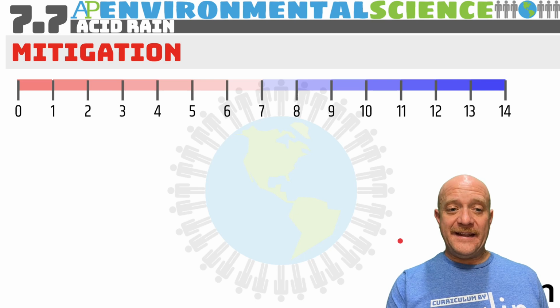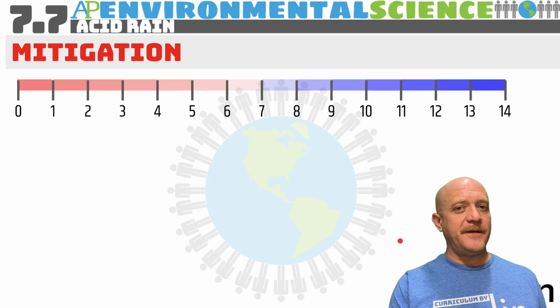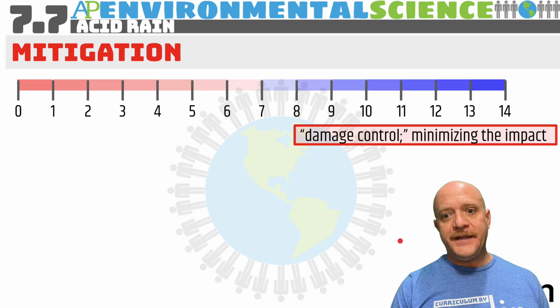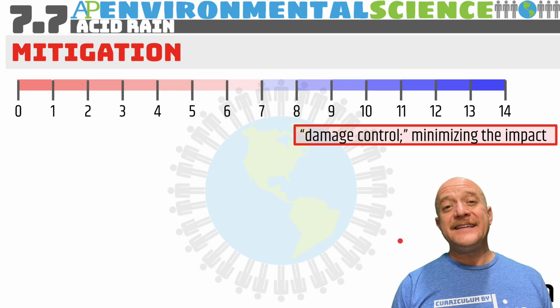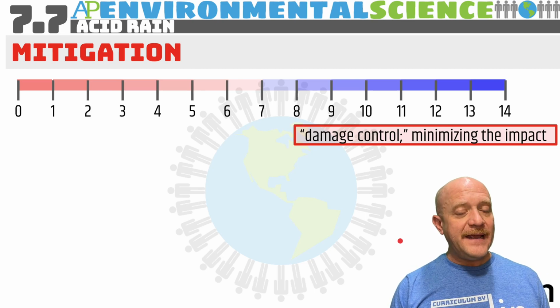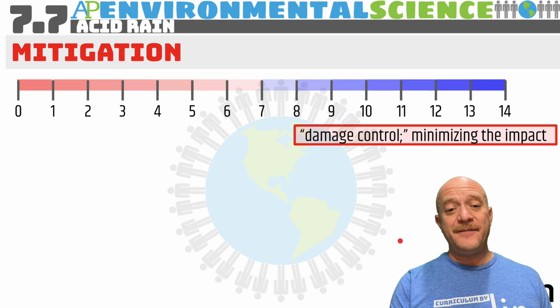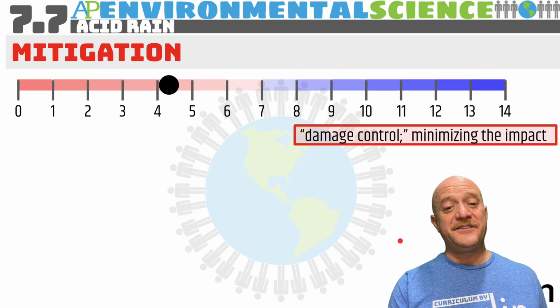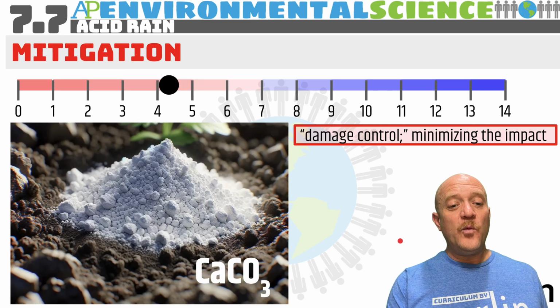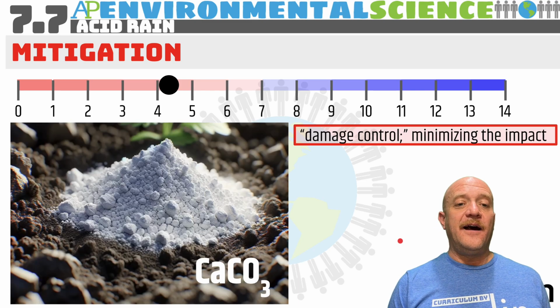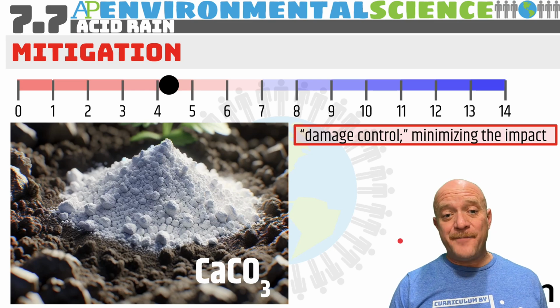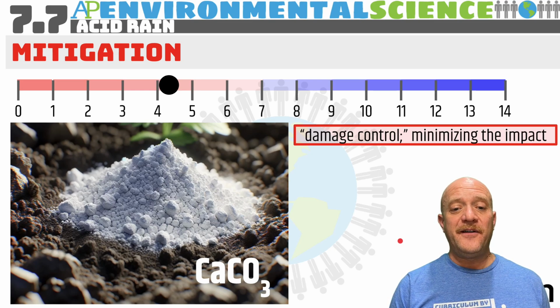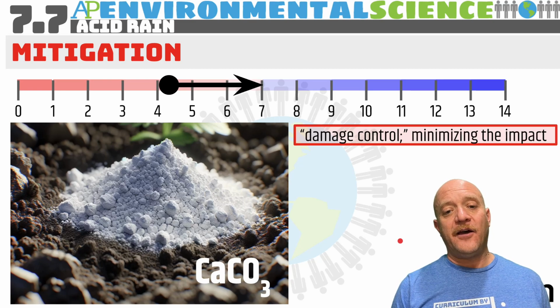Now, one way of mitigating this, mitigation is a word that shows up regularly. Mitigation really just means damage control. It's minimizing the impact from an environmental stressor. So one way that we can mitigate the effects of acid rain, if we have acidified soil, maybe the soil is at a pH of like 4.5, for example, we can add calcium carbonate, also known as limestone, also known as lime. We can add lime to the soil, and that can push the pH back up to a more neutral pH.